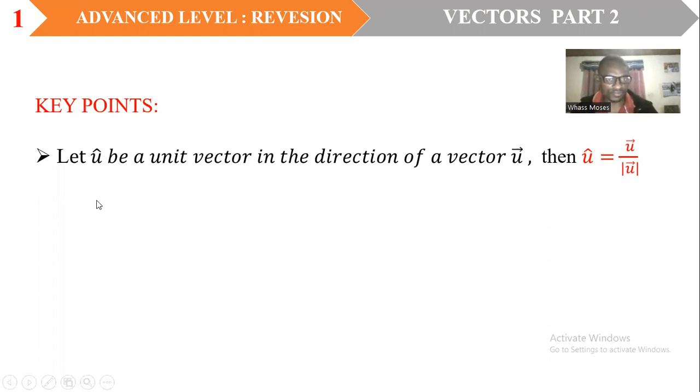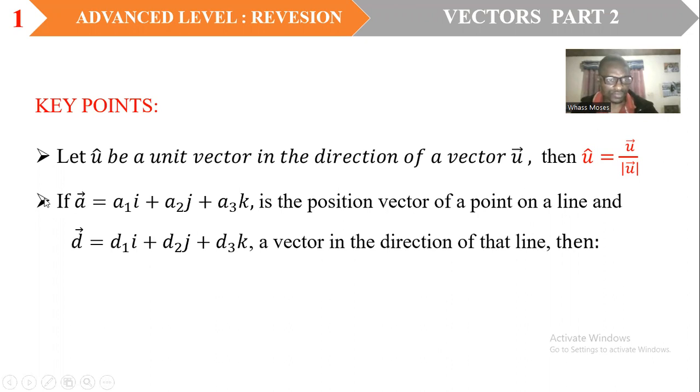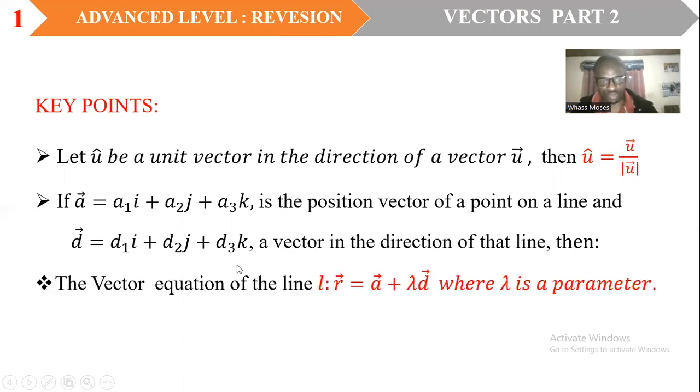Next, if vector A equals A1 i plus A2 j plus A3 k is the position vector of a point on a line, and the vector D equals D1 i plus D2 j plus D3 k, a vector in the direction of that line, then the vector equation of the line L will be given by r equals vector A plus lambda vector D, where lambda is a parameter.